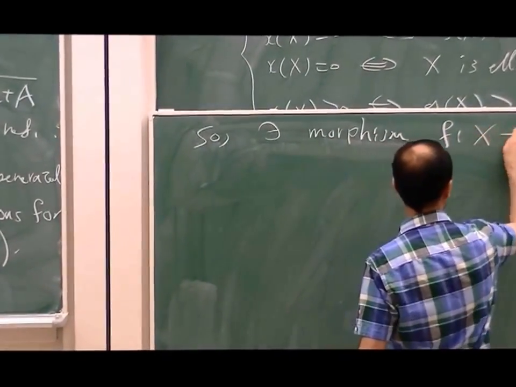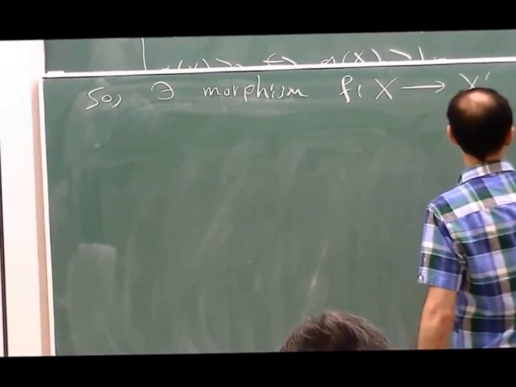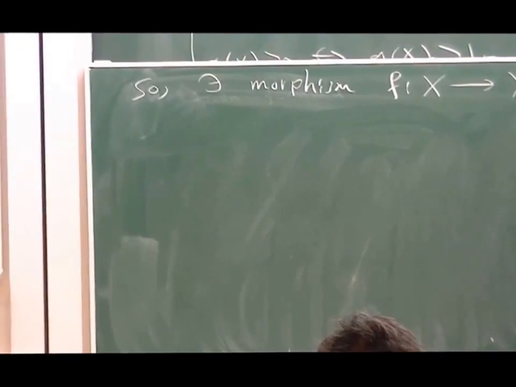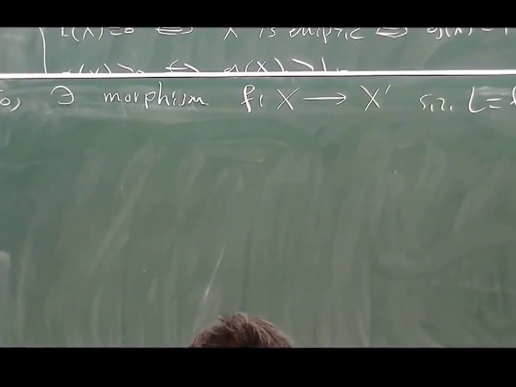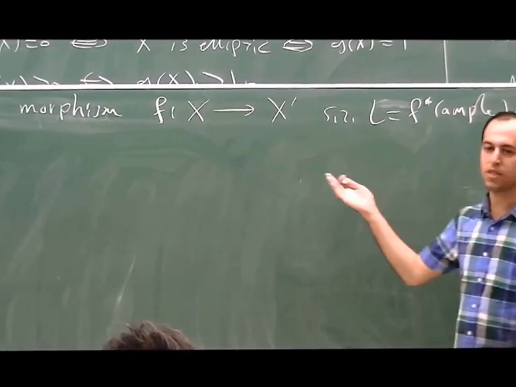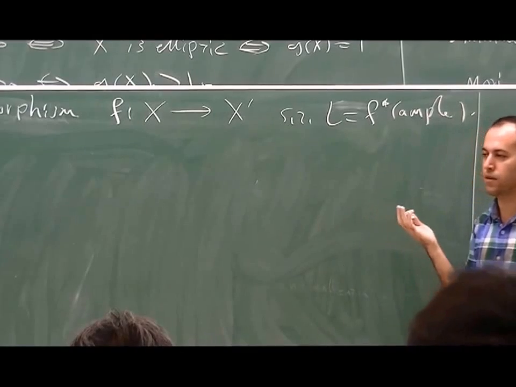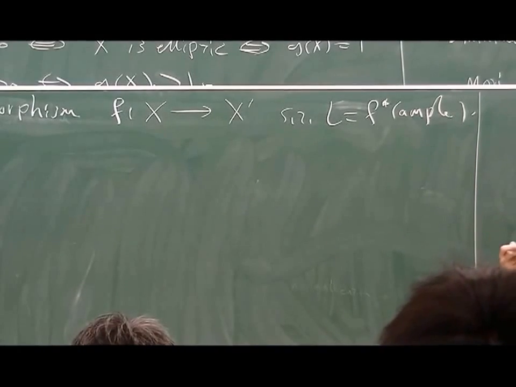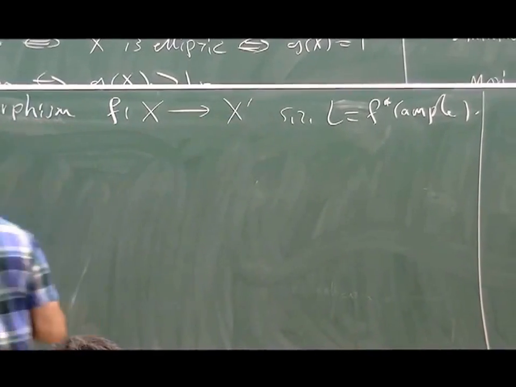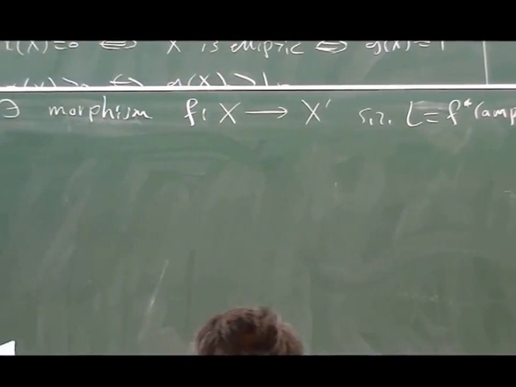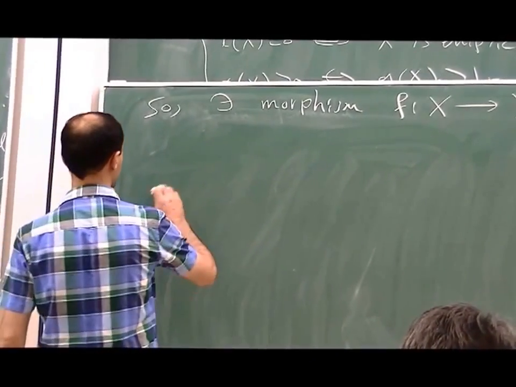Let's say f from X to some other variety such that L is equal to the pullback of some ample, maybe Q-divisor, something with rational coefficients. But the important thing is that it gives you a morphism, in most cases a non-trivial morphism, which is usually very difficult to construct. So we have this morphism, and then we have several cases.